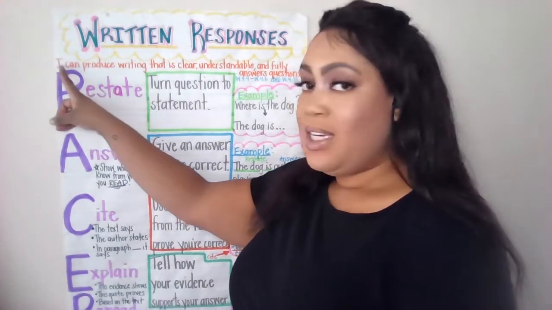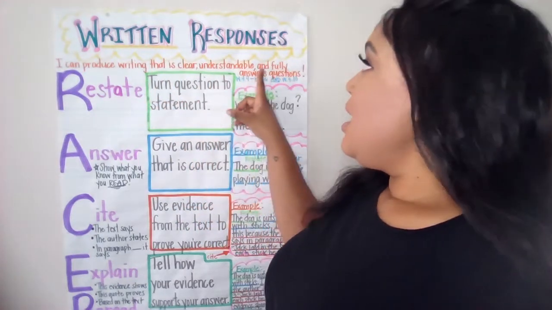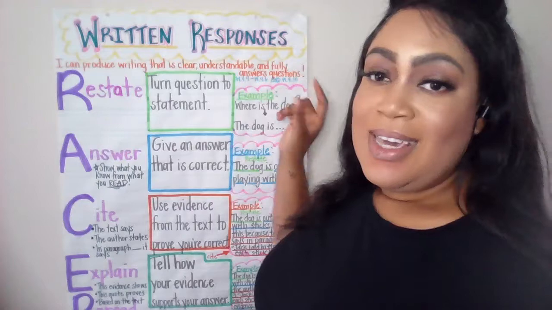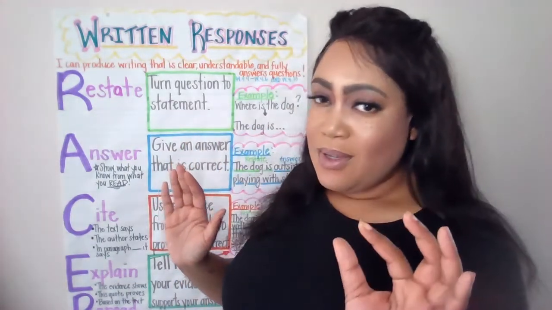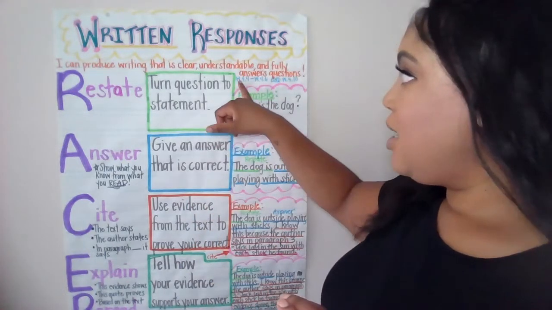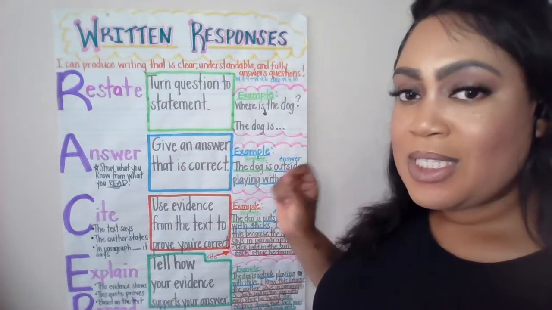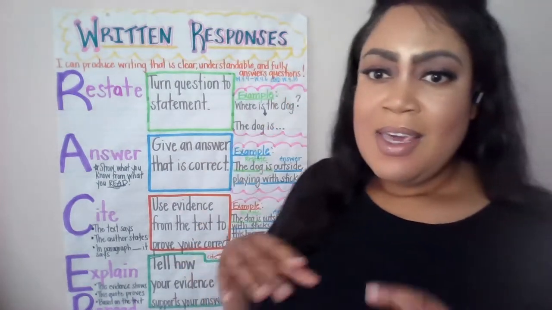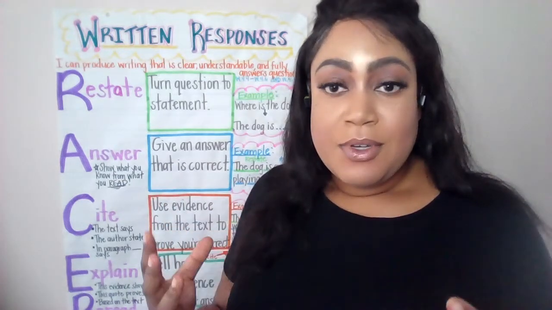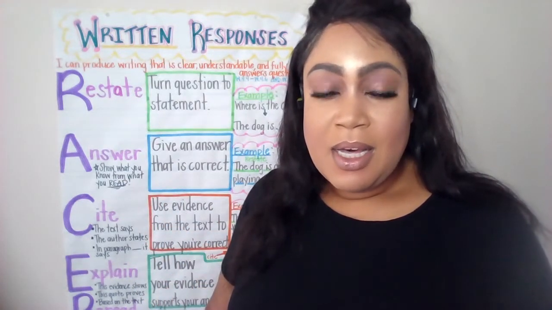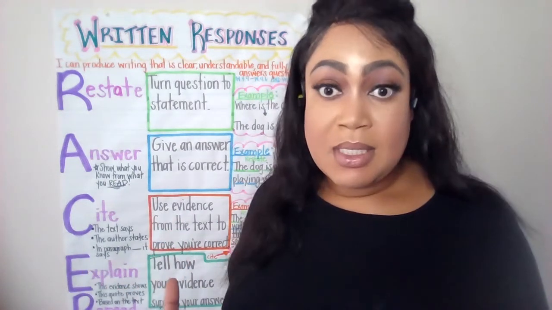As you can see, our goal here is that we can produce writing that is clear, understandable, and fully answers questions. Now, this covers a lot of writing standards, but those few that it really hones in on are W4.4, W4.5, W4.6, and W4.10. And those writing standards just cover you as a fourth grader being responsible for knowing how to create clear, coherent writing. Coherent means it makes sense.